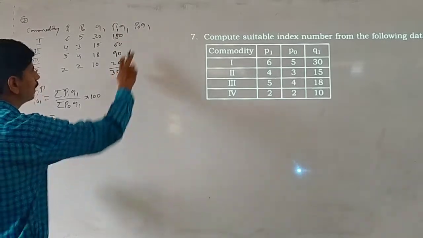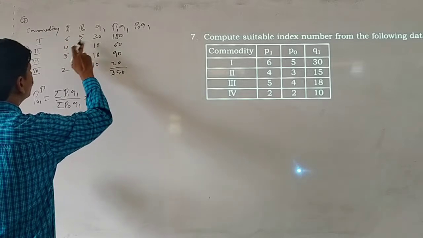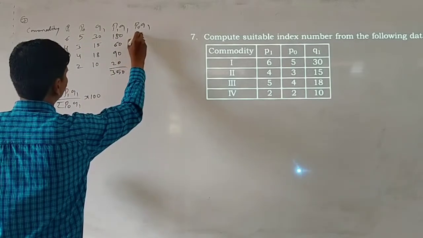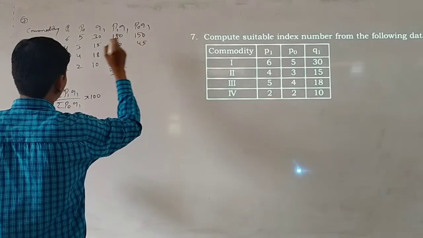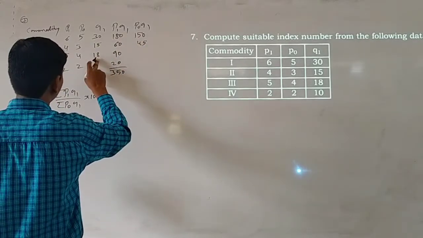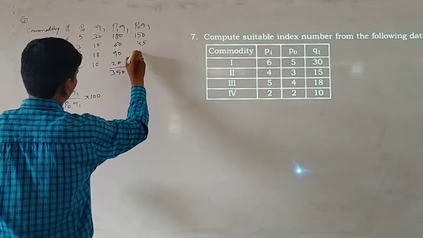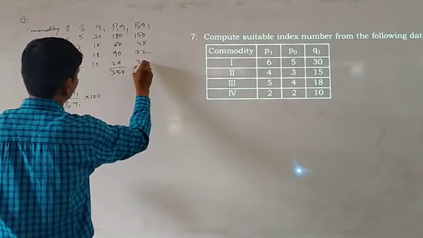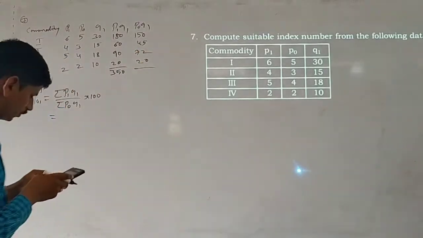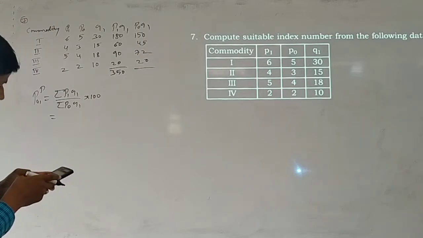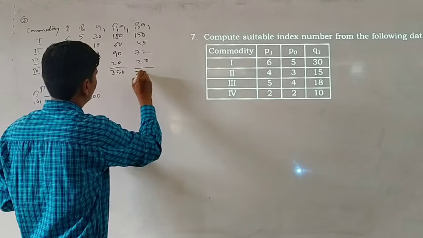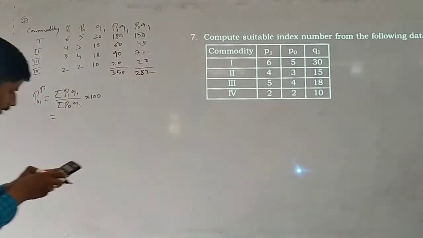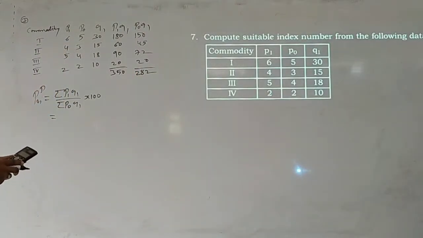Okay, next you have to multiply P0 into Q1. 5 into 30 is 150. 3 into 15 is 45. 4 into 18 is 72. 10 into 2 is 20. 150 plus 45 is 195, plus 72, plus 20 is 287. Sum of P0 Q1 is 287.